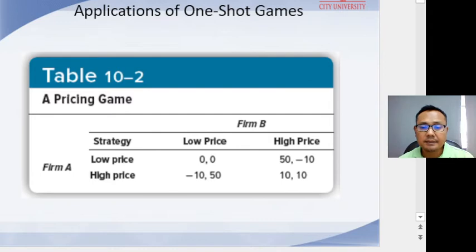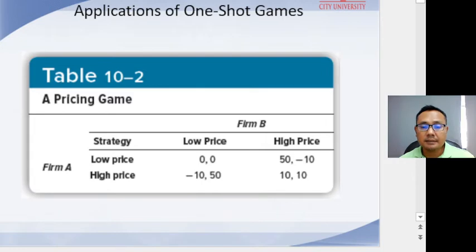high prices. This is a classic result in economics, and it's called a dilemma because the Nash equilibrium outcome is inferior, from the viewpoint of the firms, to the situation where they both agree to charge high prices.